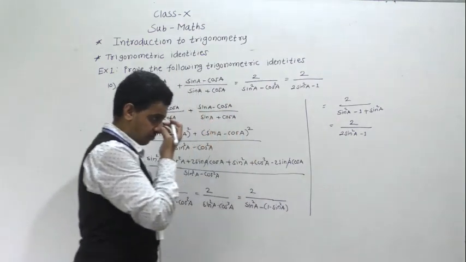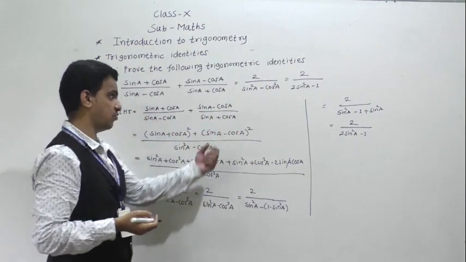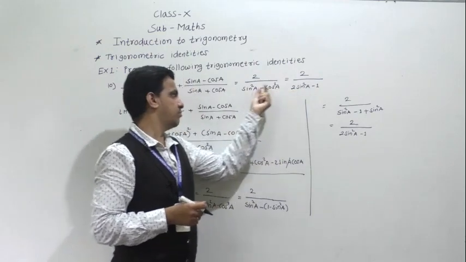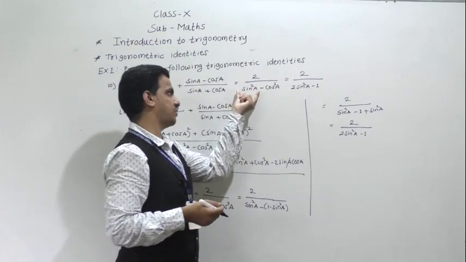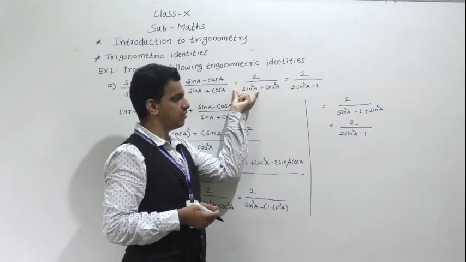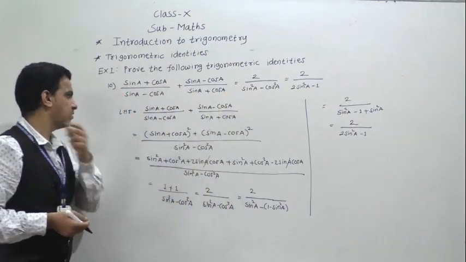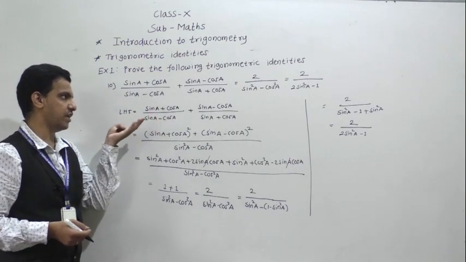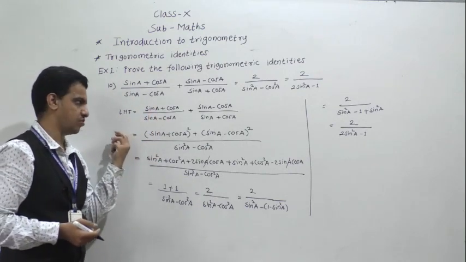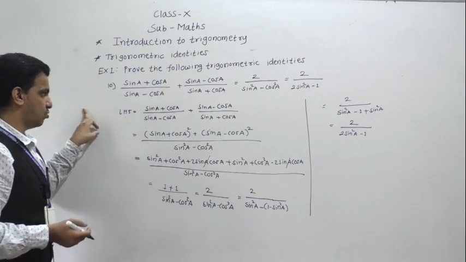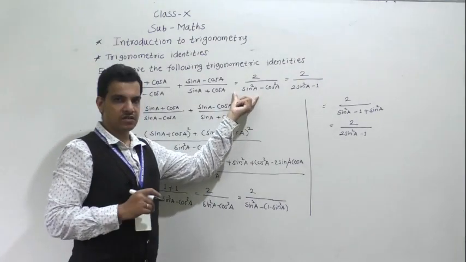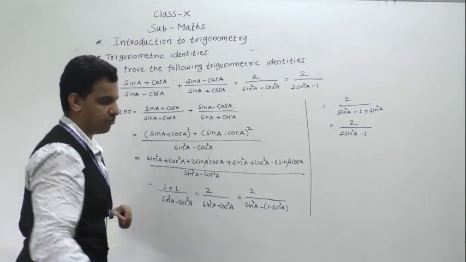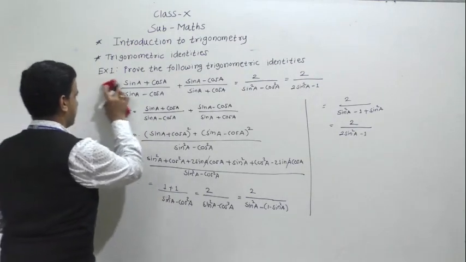Sometimes they can ask in terms of cos square a also in the denominator. Because if we replace sin square a by 1 minus cos square a, we get 1 minus 2 cos square a. So they can ask 2 upon 1 minus 2 cos square a also. So only replace sin square a by 1 minus cos square a. Okay, so this was the 10th one. Now we will take the next sub question.